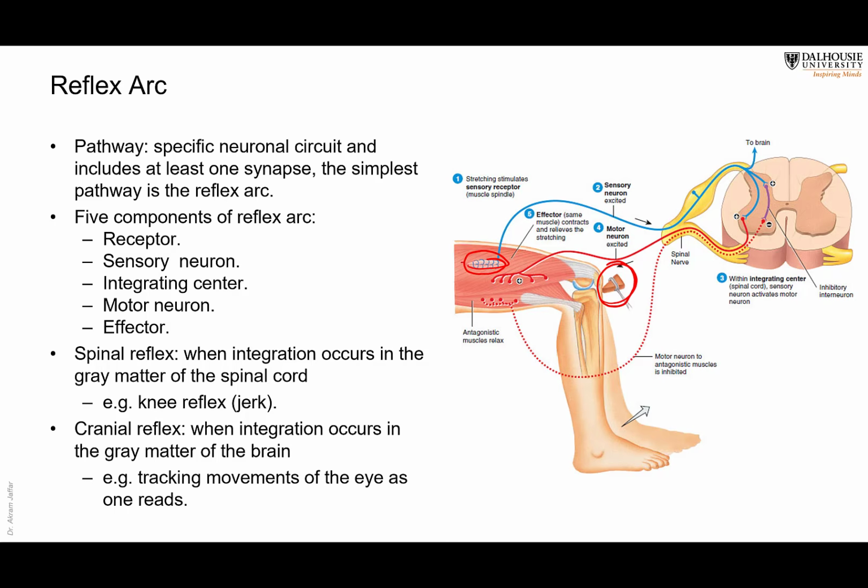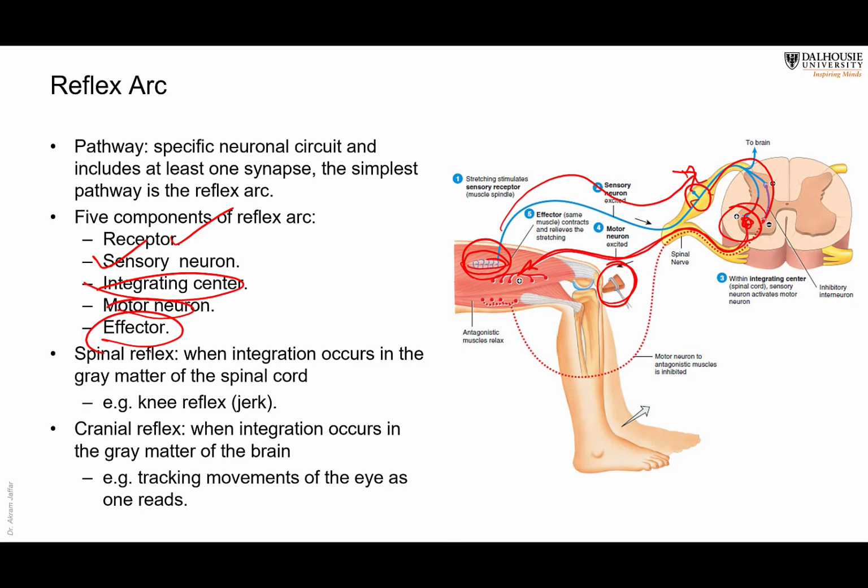And so we have a receptor to start the arc, and then we have a sensory neuron, which is located in the dorsal root ganglion. And then this will take us to an integrating center, which is the spinal cord. The integrating center will send impulses to the motor neuron, which is located in the anterior horn cells. The motor neuron will give impulse to the muscle, which is the effector, to contract. So these are the parts or components that constitute a reflex arc.